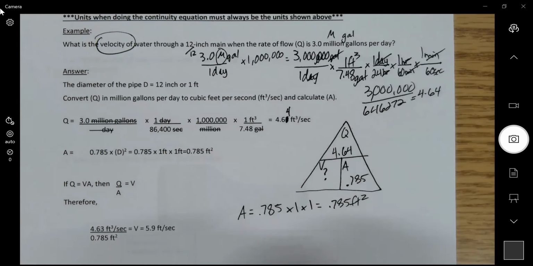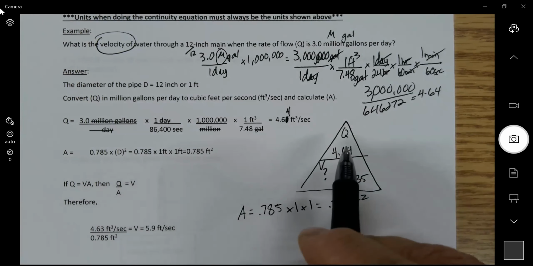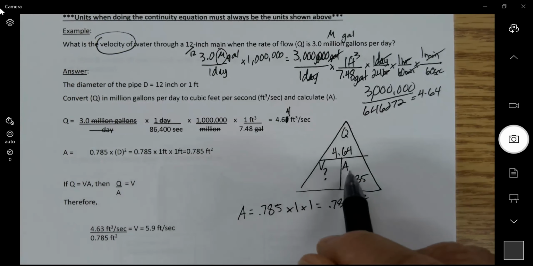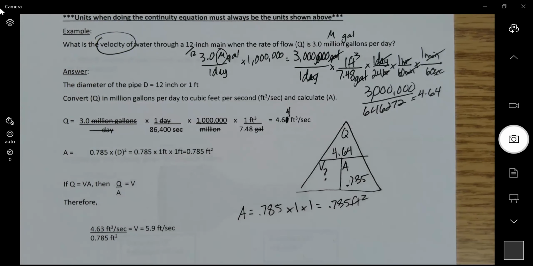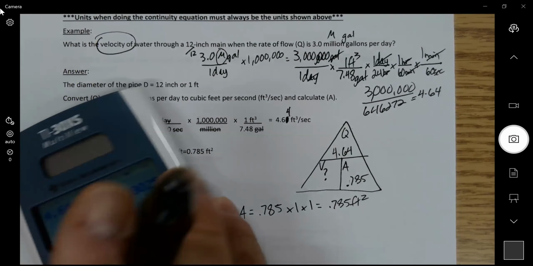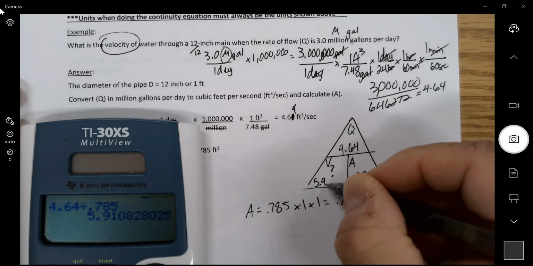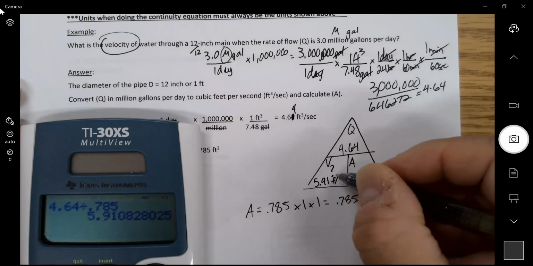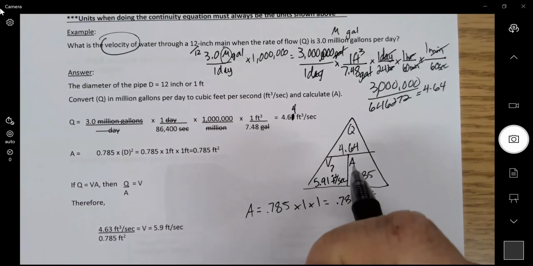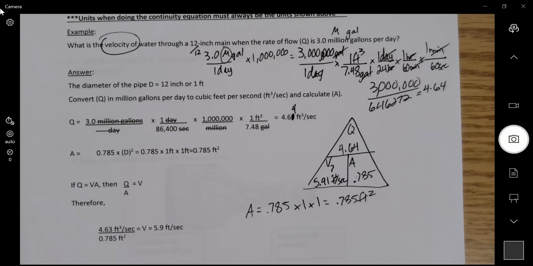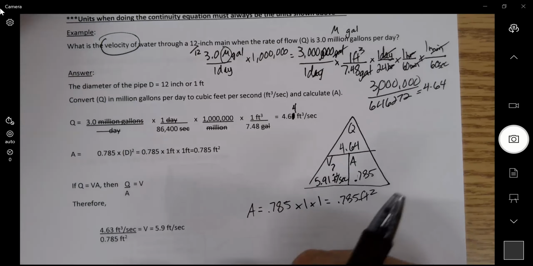I don't know my velocity. Can I solve for it though? 4.64 over 0.785. So it's going to be 4.64 divided by 0.785, right? Which is going to give you a number of 5.91 feet per second. Okay, so that's how the continuity triangle works. You got to see what you got, and then you got to do the rest of them, okay?